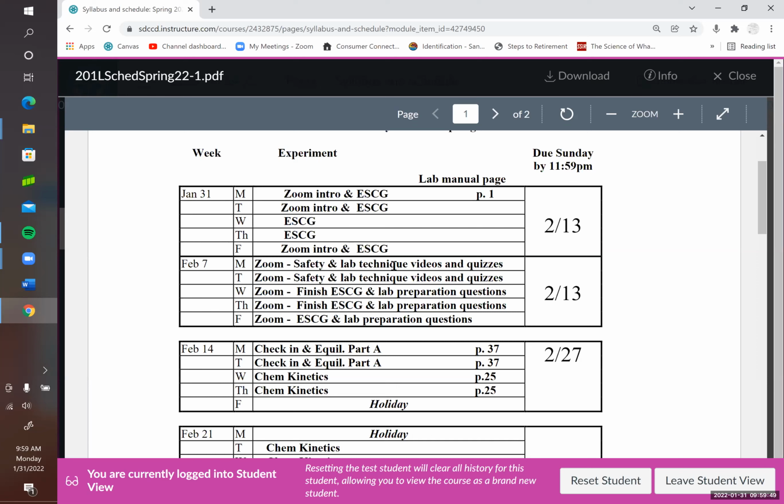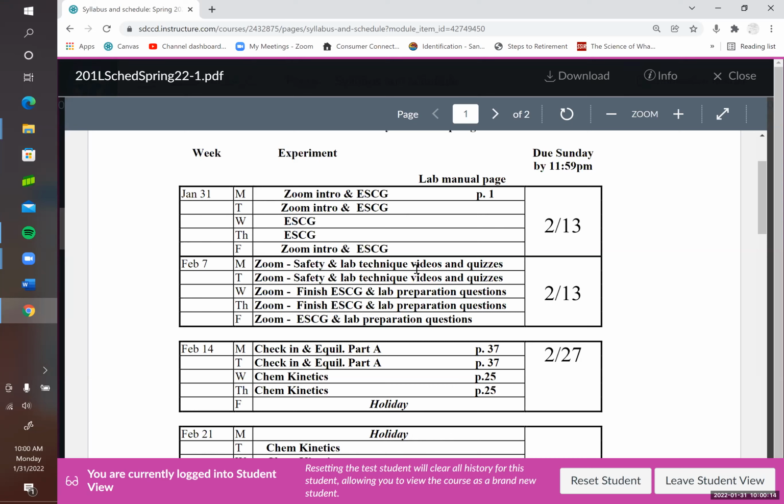All right, then I'm just going to continue. If you have a question, please just interrupt me. Okay, so next week we'll talk about the lab safety and techniques videos and quizzes, but we can take a peek at that now, and you can do it now. It's not going to take that long to get this done.